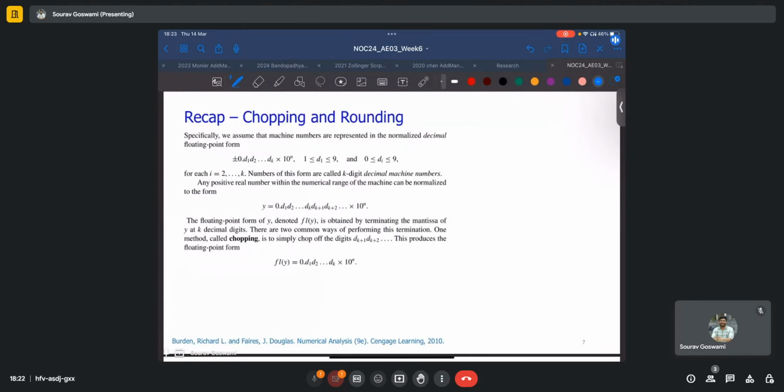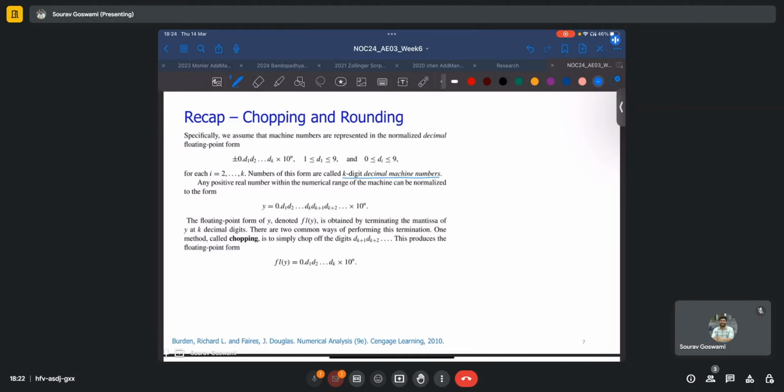Now, during the lectures, we have seen how error may accumulate because of approximations. The way to approximate numbers is either by chopping or rounding them off. So, just for the sake of this discussion or for easier visualization, we work with machine numbers which are represented in their normalized decimal floating point form. They're usually called k-digit decimal machine numbers.